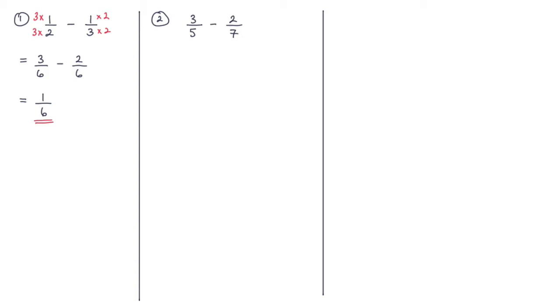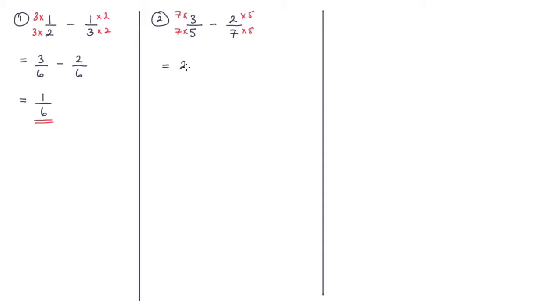Having a look at a second question and a similar process. So we take this first fraction and multiply the numerator and denominator by 7. So 7 and 7, and this second fraction we're multiplying by 5. So multiply by 5 and multiply by 5.